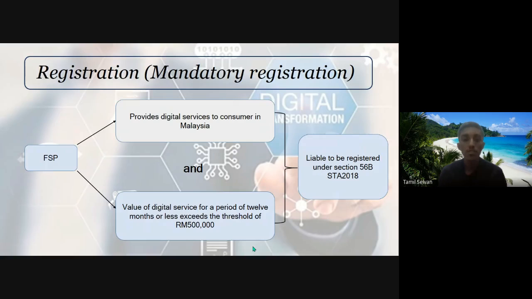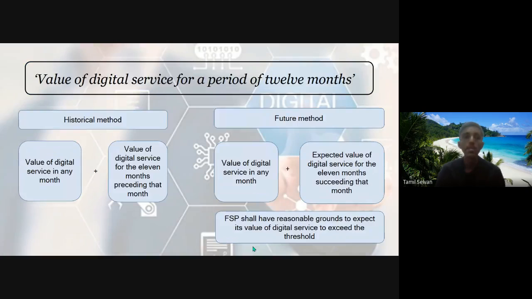And registration is mandatory, and the foreign service provider has to satisfy two conditions. They have to provide the digital service to consumers in Malaysia, and the value of the digital service for a period of 12 months or less exceeds the threshold of 500,000 ringgit. So if these two conditions are satisfied, then the foreign service provider will be liable to be registered under Section 56B of the Service Tax Act 2018.